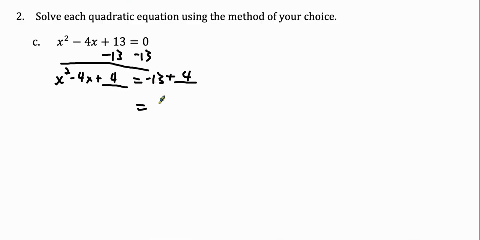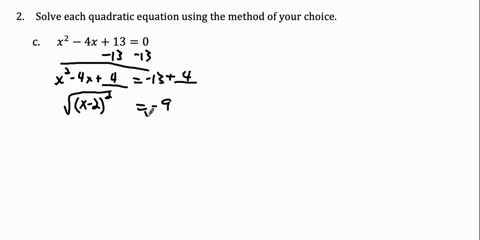On the right side, -13 plus 4 will be -9. And on the left side, x squared minus 4x plus 4. We've created a perfect square trinomial that will factor into a binomial squared. And the shortcut is this value will always be b over 2. So b is negative 4. Half of that is negative 2. So x squared minus 4x plus 4 will factor into x minus 2 squared.